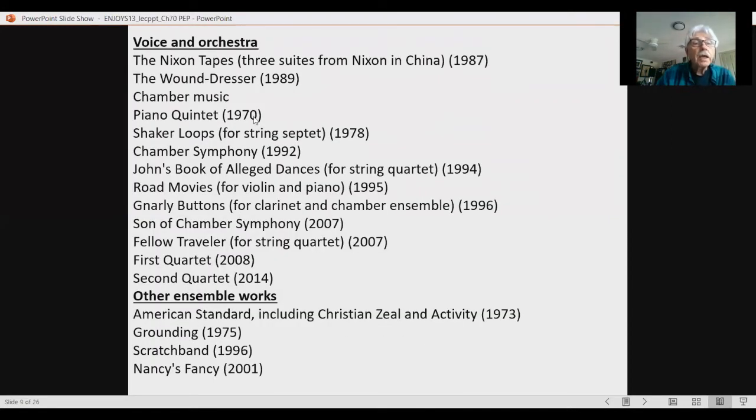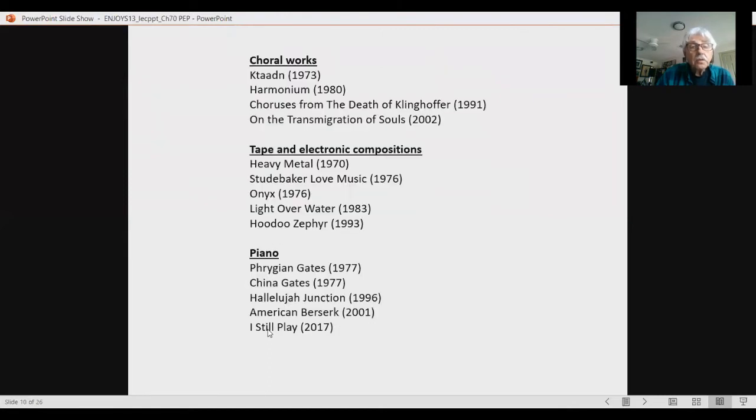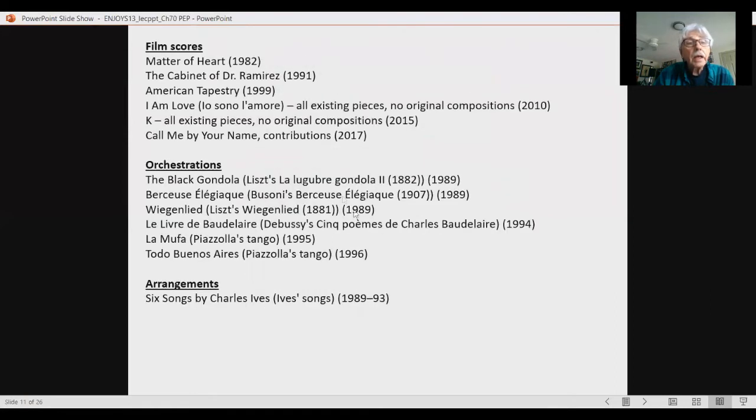These are pieces for voice and orchestra that he's written. Other works, just lots of music. Some really cool piano music. I'll play some John Adams piano music when we're in the unit on piano. He's written music for films, right?